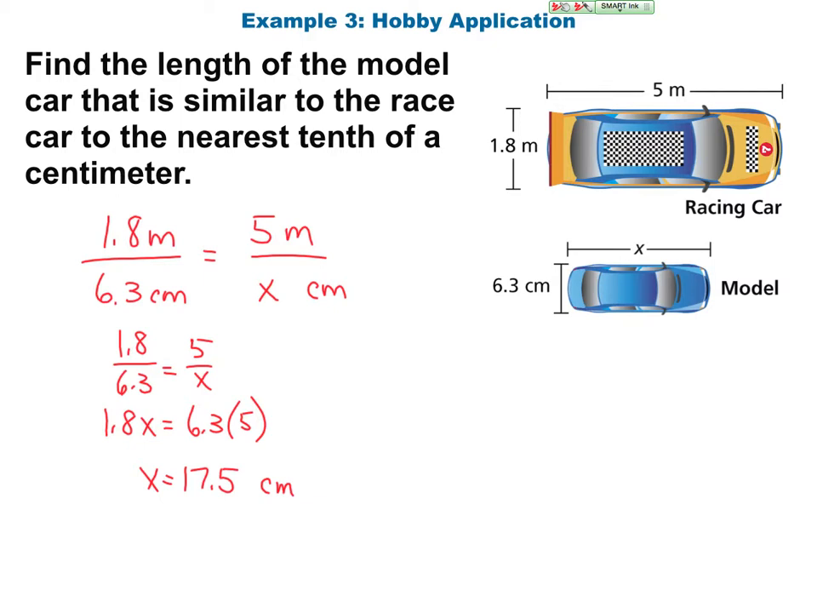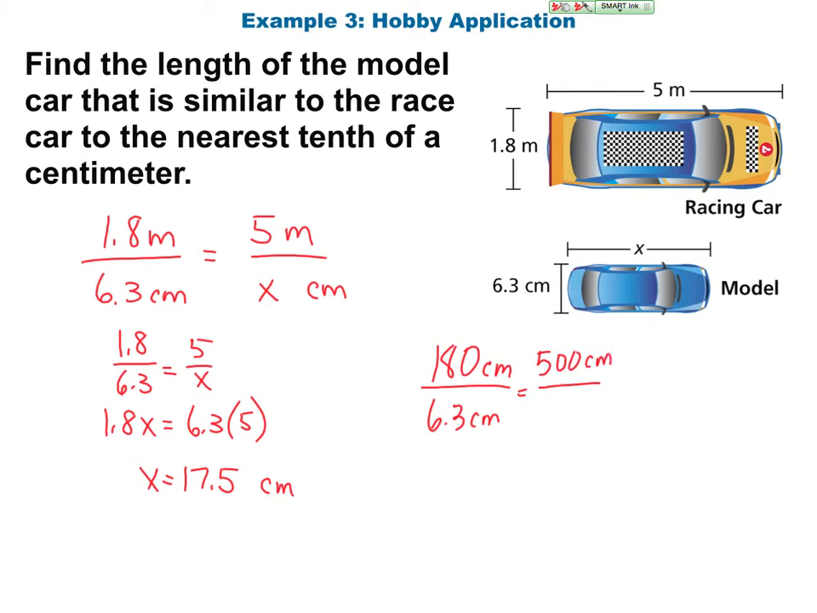Why wouldn't you change the meters to centimeters? You could. Okay, let's see what happens. How would you change this meters to centimeters? How many centimeters in a meter? Cent, century, 100. So it'd be like multiplying it by 100. So that would be 180 centimeters. The bottom would just stay 6.3 centimeters. Okay, this fraction would become 500 centimeters over x.